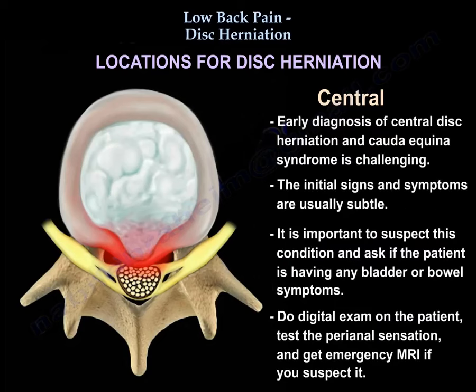Early diagnosis of central disc herniation and cauda equina syndrome is challenging. The initial signs and symptoms are usually subtle. It is important that you suspect this condition and ask the patient if the patient has any bladder or bowel symptoms. Do a digital exam on the patient and test the perianal sensation and get an emergency MRI if you suspect it.